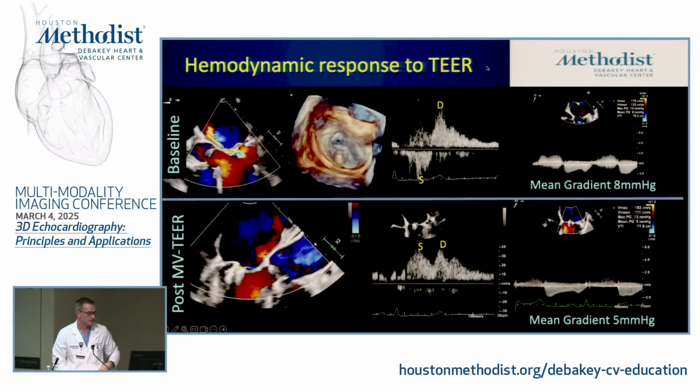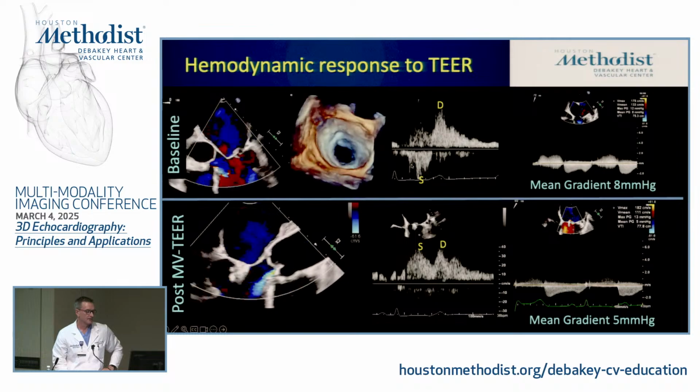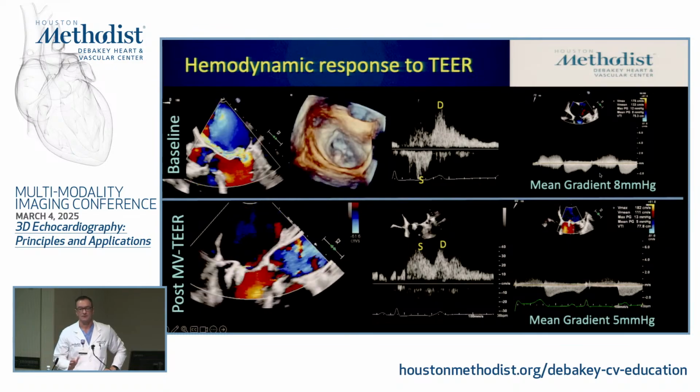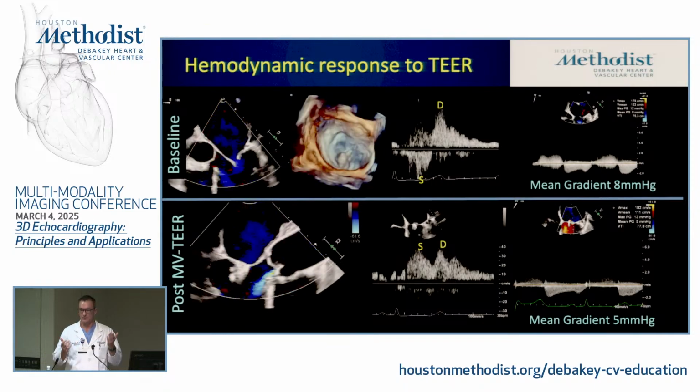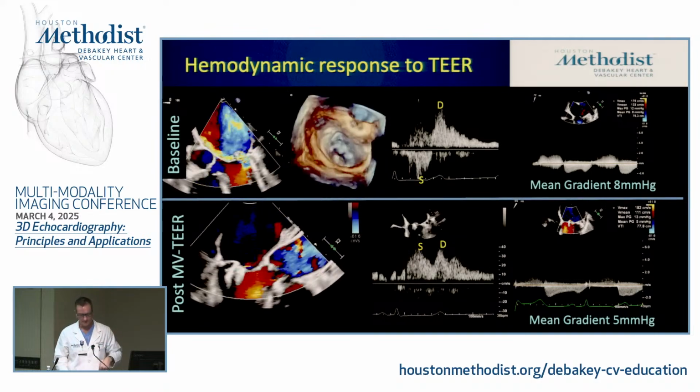This is a common scenario in echo, and again, where we use 3D. So this is the baseline case, different case. P2 prolapse, very significant. S-wave reversal, pulmonary vein, mean gradient's already 8. So you're like, okay, I'm gonna take this diastolic area, make it smaller. Gradient's gotta go up. Gradient's gonna go over 10. We can't do this. This is excluded, do some other therapy.